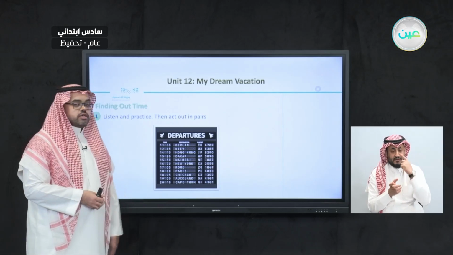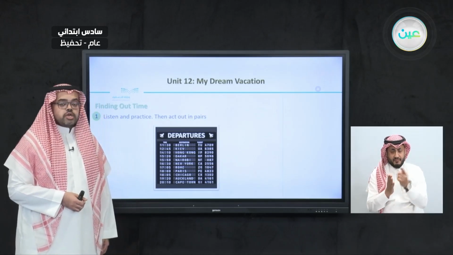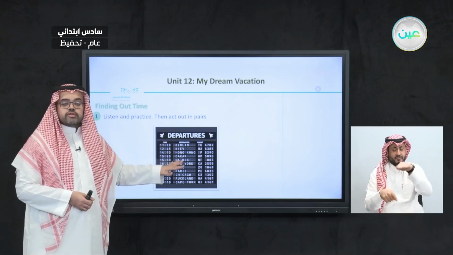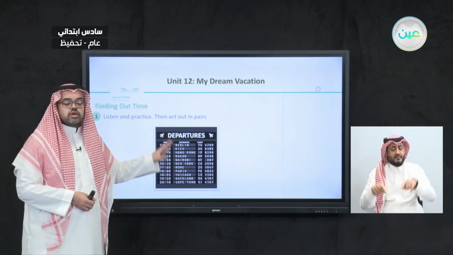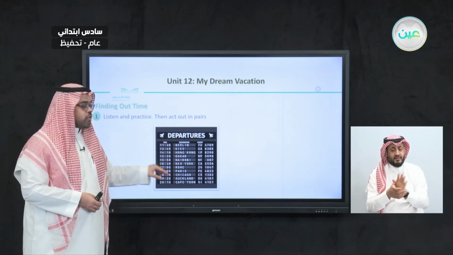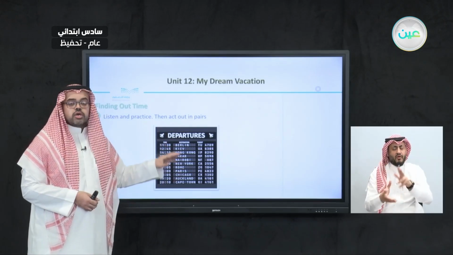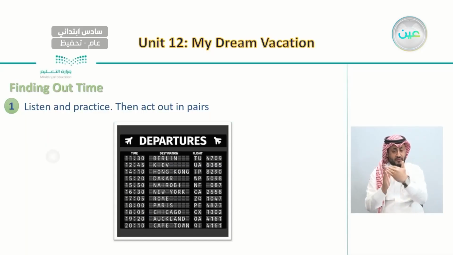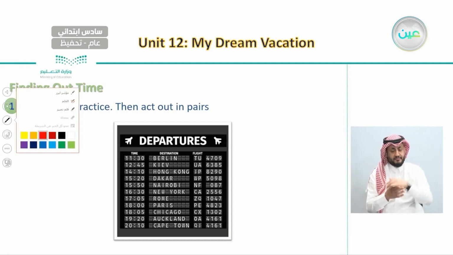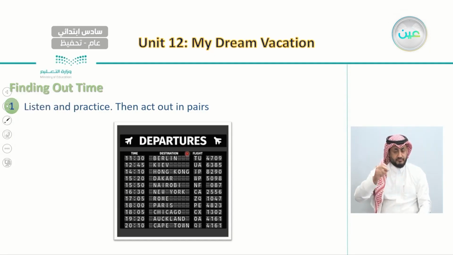Now on page 90, the first thing you can see on this page is this board, and we call this a flight board. In this board you can see all the information about the flights that are going to depart to different places. For example, in the first column, you can see time, which means the time of this flight. Here, for example, we have 11:30, 12:45, 14:10, and so on.